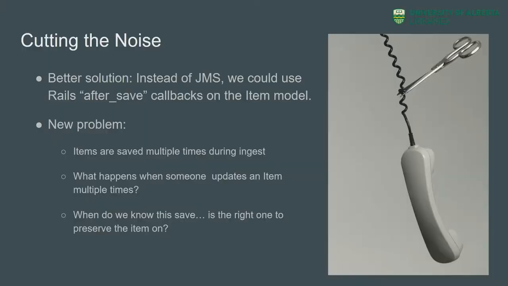If we go up the stack, up to the Rails layer, which is what Samvera is, it's a Rails app. Rails provides what you call callbacks. Basically, anything that happens on your model, you can trigger some code. So here we're going to hook into the after save callback on the item. When an item gets saved, you can trigger our preservation event. But now we have a new problem, because as I said, items get saved multiple times during ingest, or even if someone goes to the update form and updates it multiple times, you're still going to call save lots of times. So I'm going to pass this over to Matt to talk about how to solve that one.